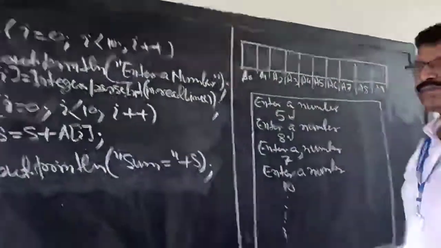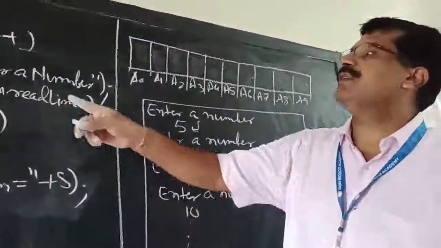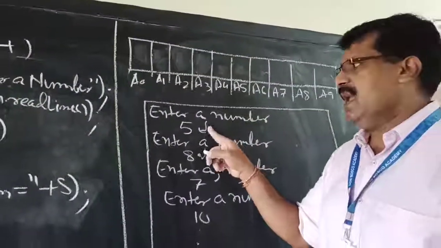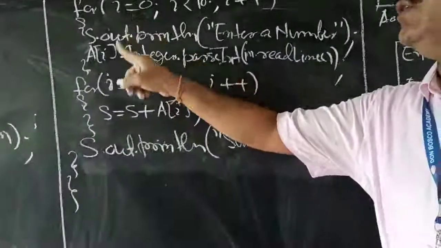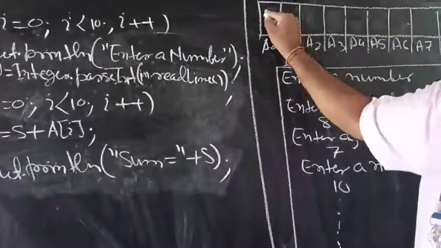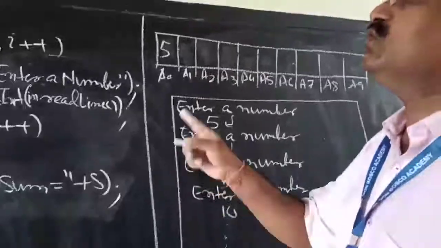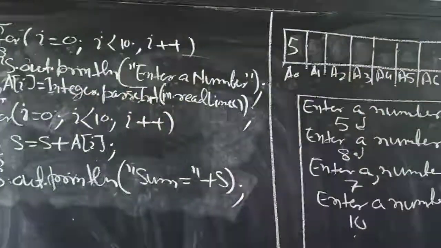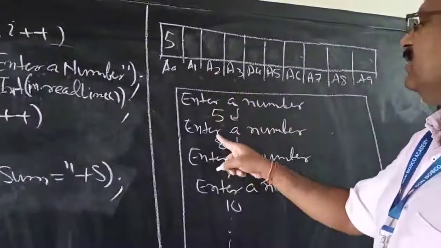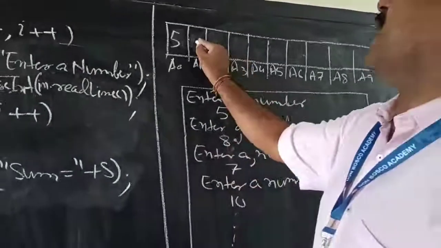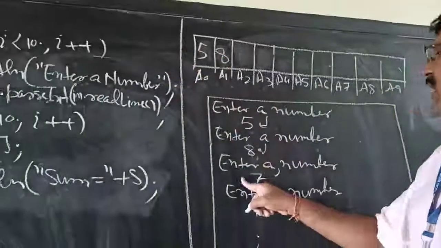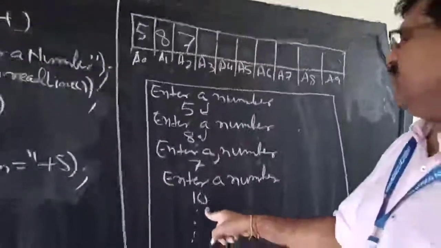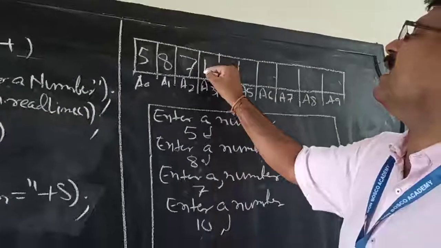Like this. So when you run the program, a message will come: enter a number. Suppose you have pressed 5. Press the enter key. As you press 5, the i value is 0, A0, so 5 will be stored at the A0 place. Next i is 1. System.out.println enter a number, A[1] = Integer.parseInt. Enter a number 8. So this 8 will be stored at the A1 place. Next i will be 2, enter a number 7. 7 is stored at the A2 place. Next, enter a number, you have pressed 10. The 10 will be stored at the A3 place.